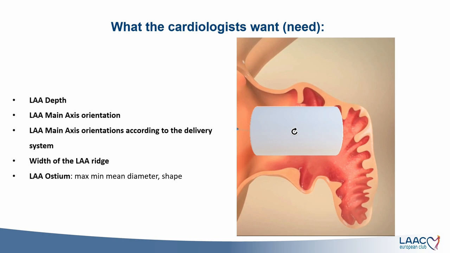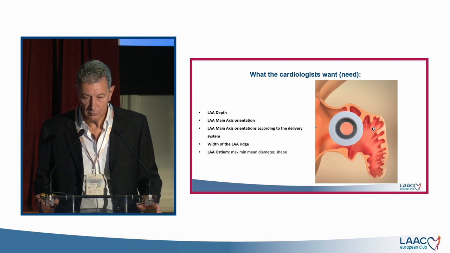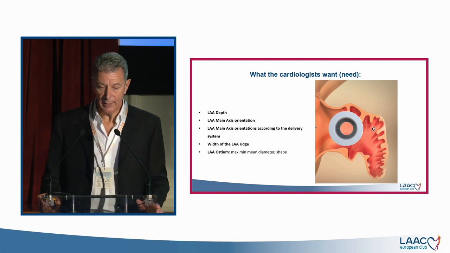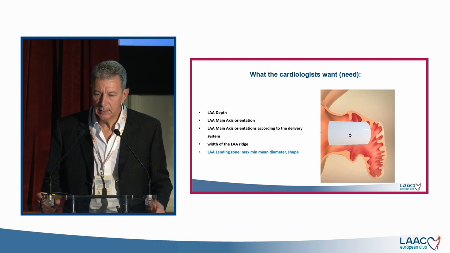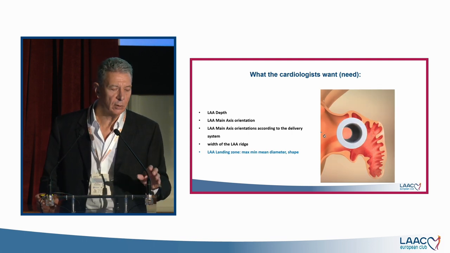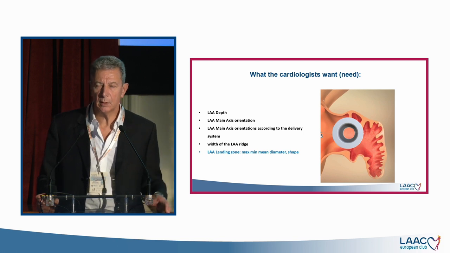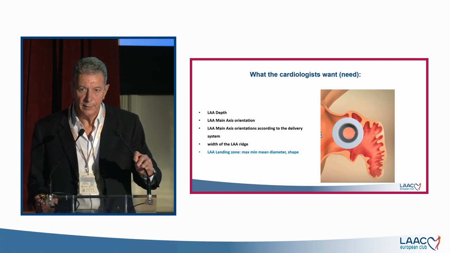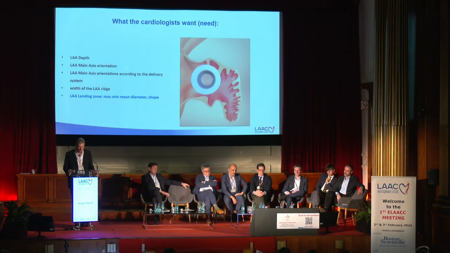Then I take into account if there is a ridge, the width of the ridge, and then I check and measure the geometrical characteristics of the ostium: maximum diameter, minimum diameter, the shape, and usually I calculate the diameter from the perimeter, from the area. And exactly the same is what we do for the landing zone. Of course, the landing zone is not an anatomical structure, so it depends on the device that I intend to use. For example, if I want to use an Amulet, the landing zone is more or less 10 millimeters distal to the ostium, and so on for other devices. So a long list of information that I need is not contained in the classification that we currently use.